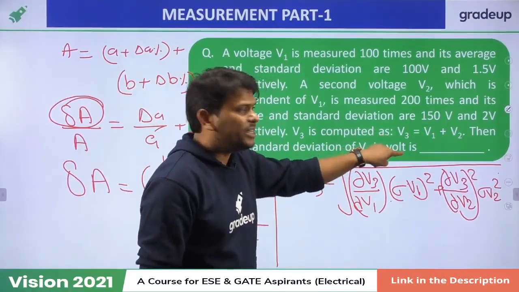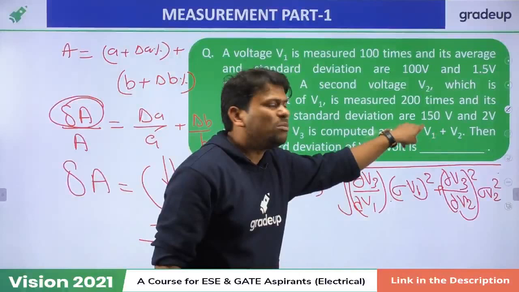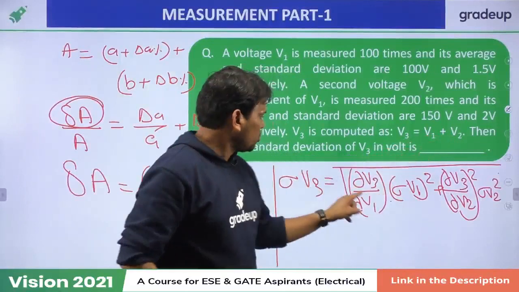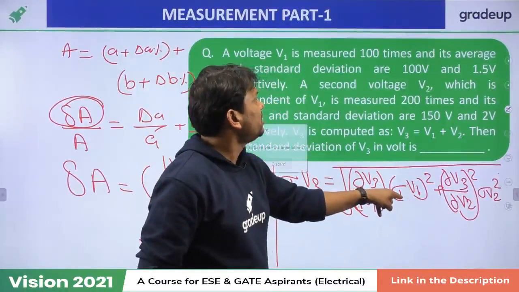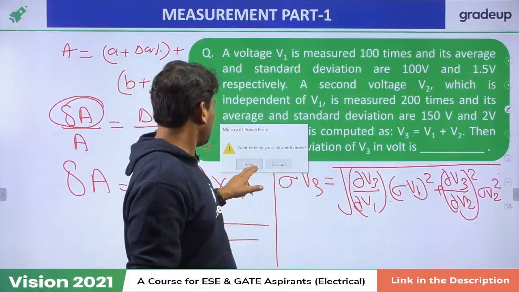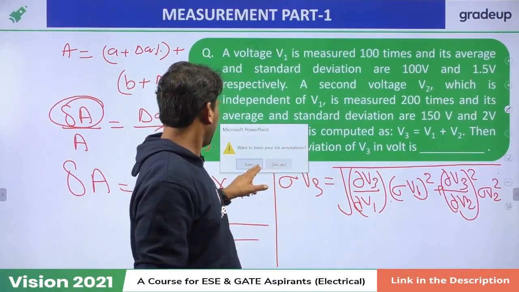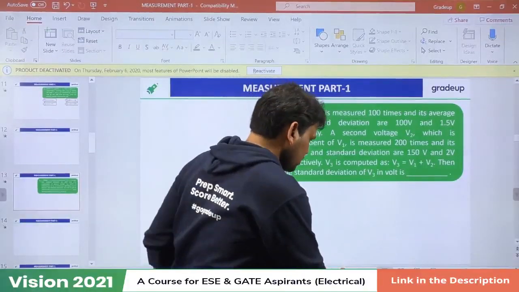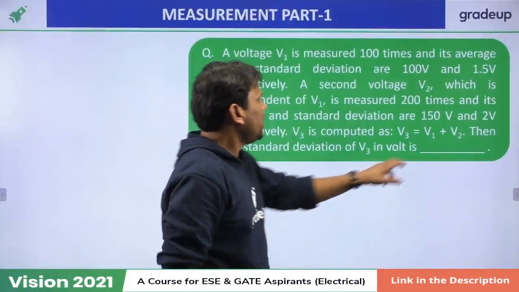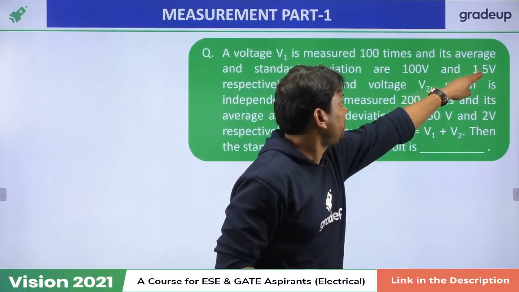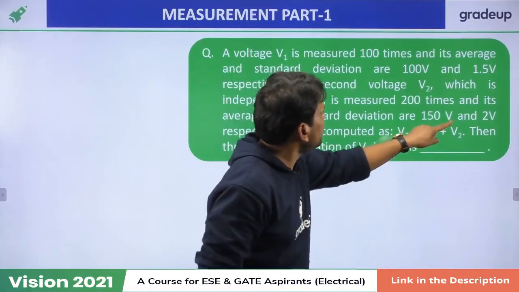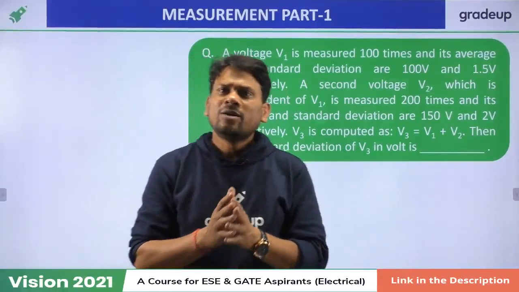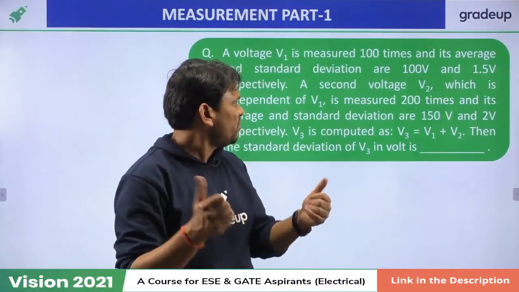So del V3 by del V1, the partial differentiation, is nothing but 1, since V1 is here. Similarly, del V3 by del V2 is also 1. So 1 squared, 1 squared. And what is the error in this? Here the standard deviation in the first case is 1.5, and the standard deviation in the second case is 2 volt. So now we have standard deviations 1.5 and 2.